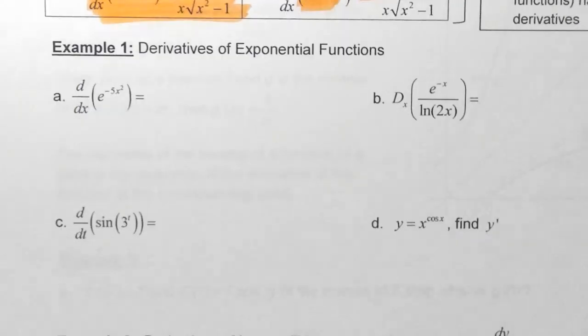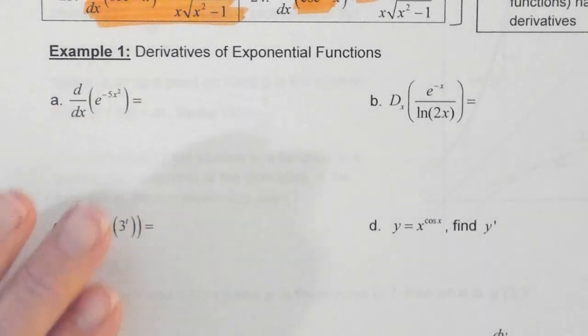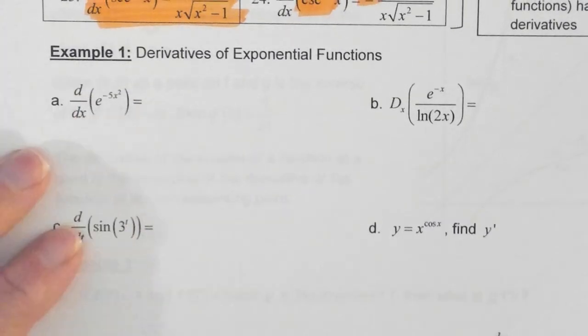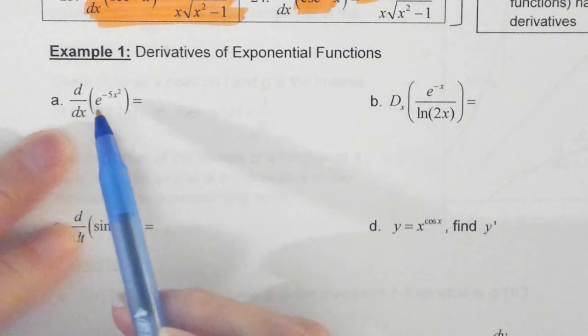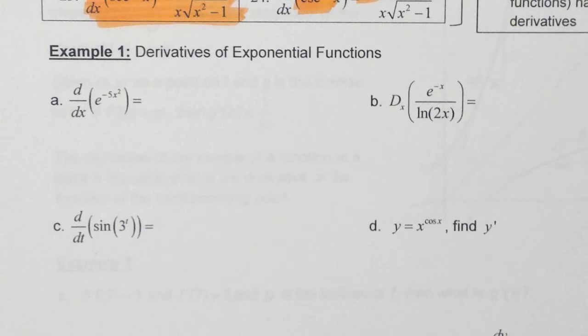All right, so derivatives of exponential functions. So here we have our exponential base e, so that's what we're going to use. When we take the derivative here, what's my, and I'm using this in quotes, what's my x term?